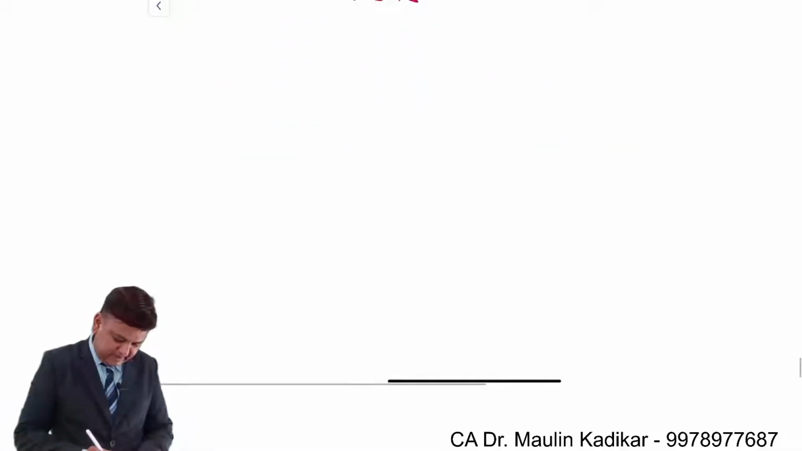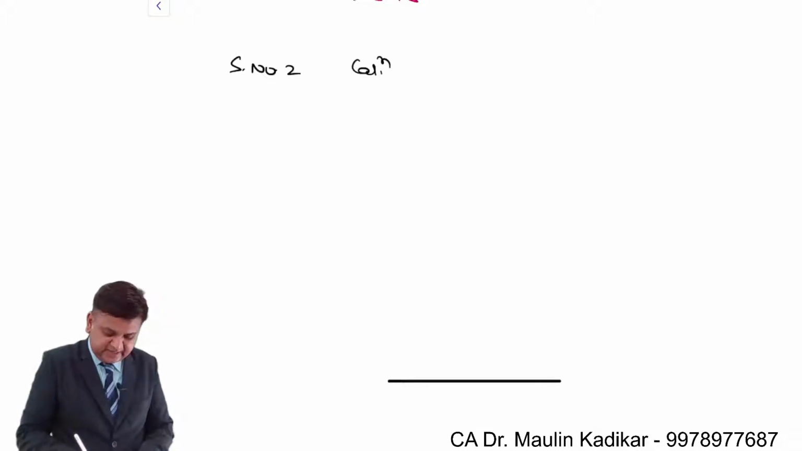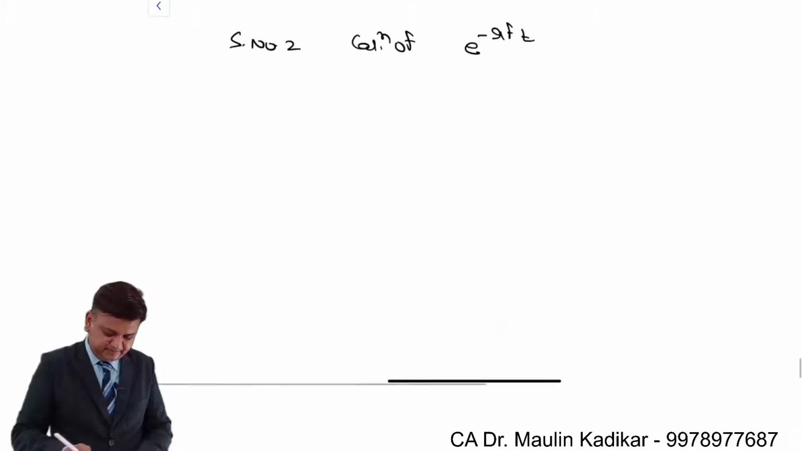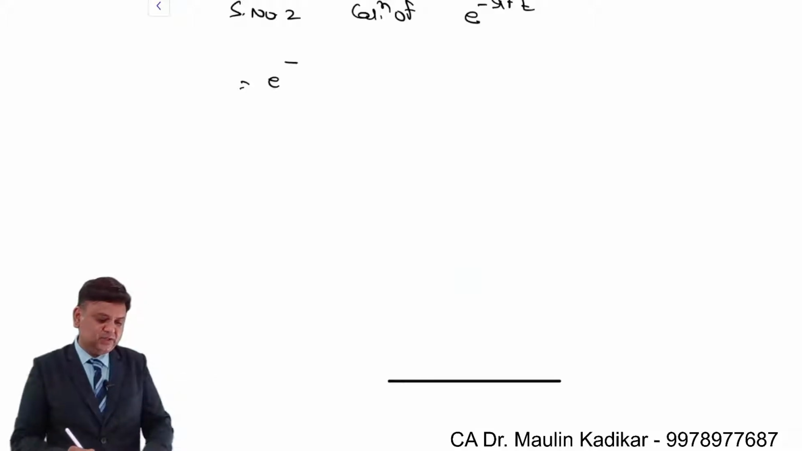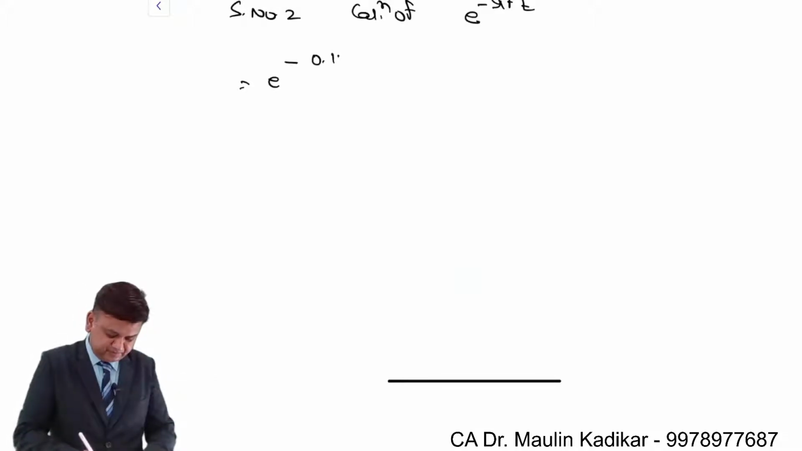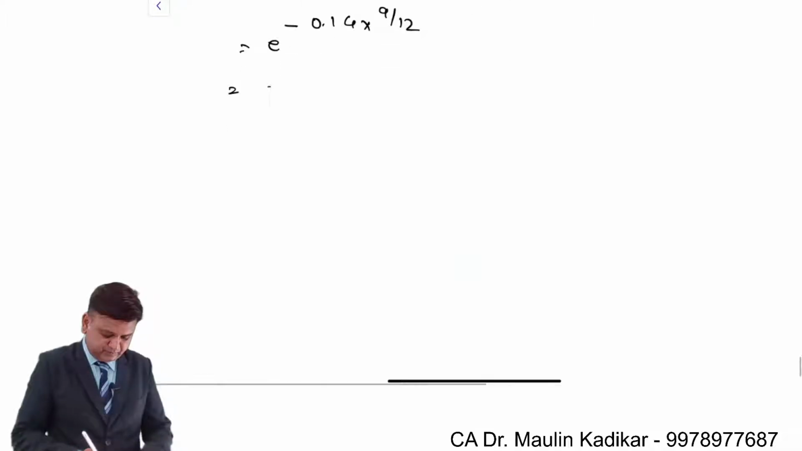Step number 2: calculation of e raised to negative RF into T. RF is what? It is 14%. And what is the time period? Time period is 9 months. So e raised to negative 0.1050.